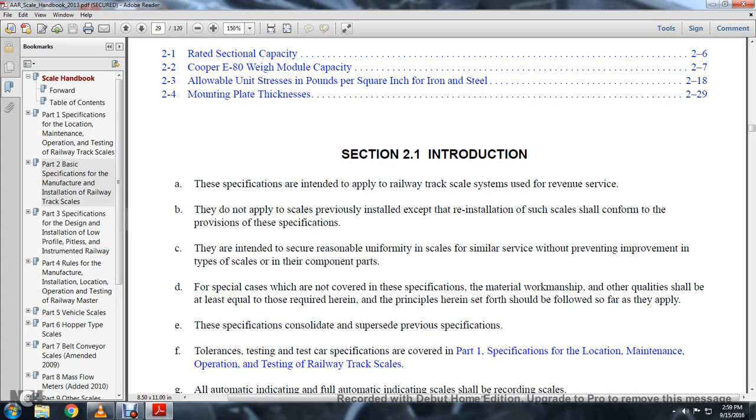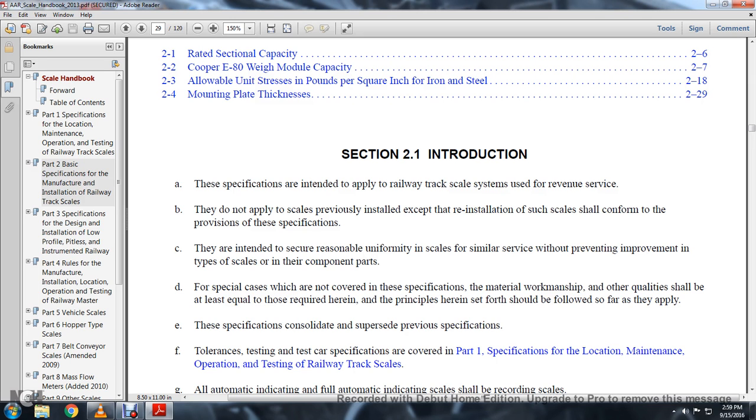Section 2.1 Introduction. The specification is intended to apply to railway track scale systems used in revenue service. They do not apply to scales previously installed, except that the reinstallation of such scales shall conform to the provisions of these specifications. They are intended to secure reasonable uniformity in scales with similar scale surface, without preventing improvement of the type of scale or components. Parts not covered by these specifications, the material and workmanship quality shall be at least equal to what is required therein, and the principles set forth shall be followed so far as they apply.